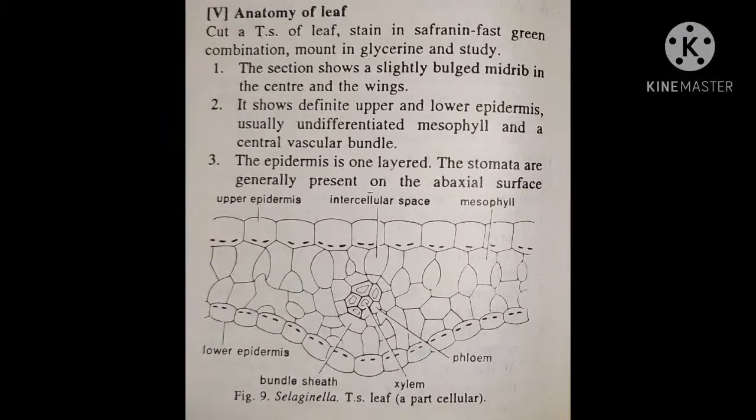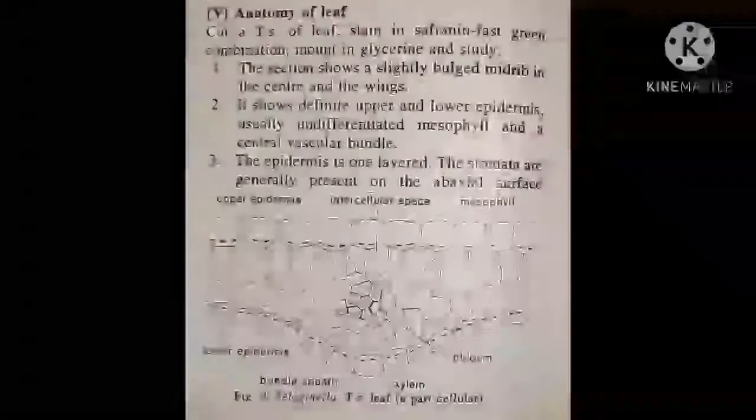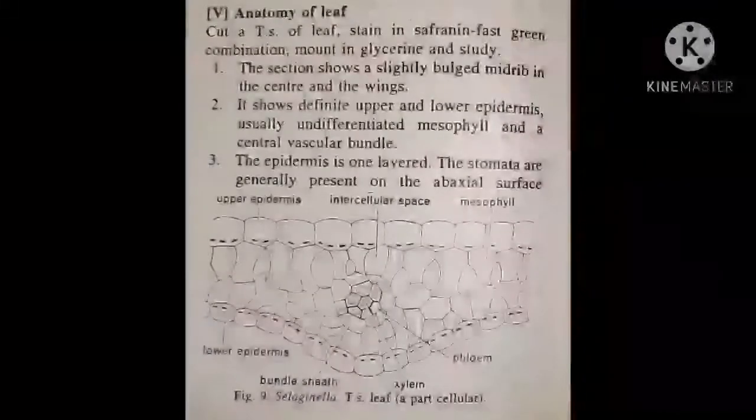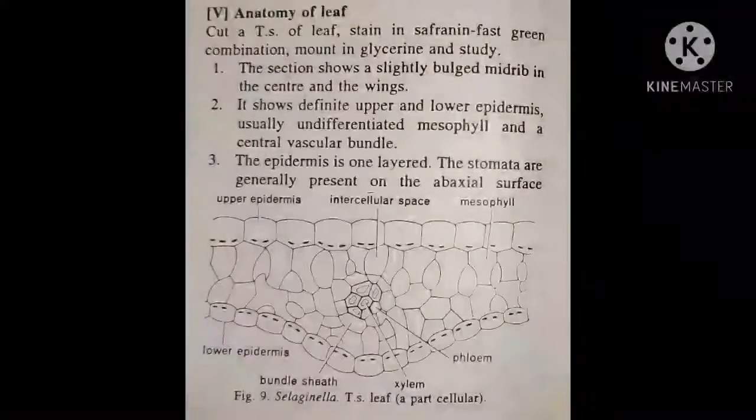The anatomy of leaf can be studied by taking a vertical transverse section. Morphologically the leaf is dorsiventral and it has a distinct midrib. The section can be double stained for better differentiation and observed under the microscope. The section shows the midrib at the center and two wings alongside. There is a definite upper and lower epidermis.